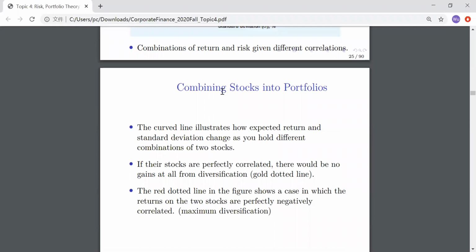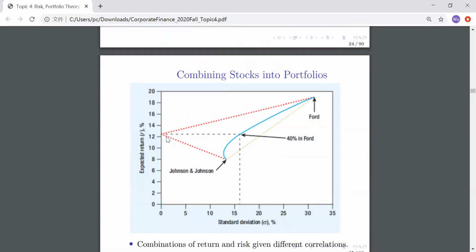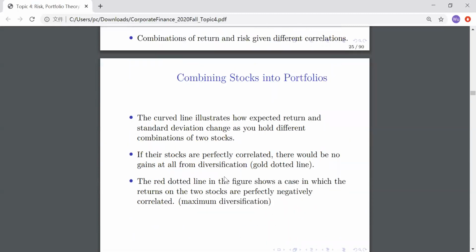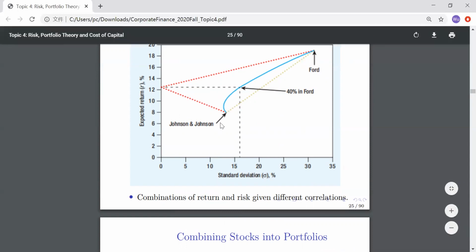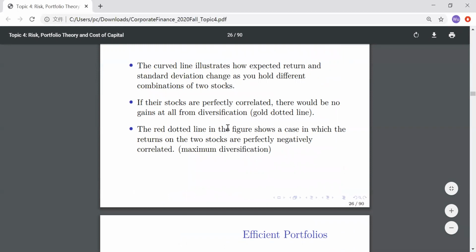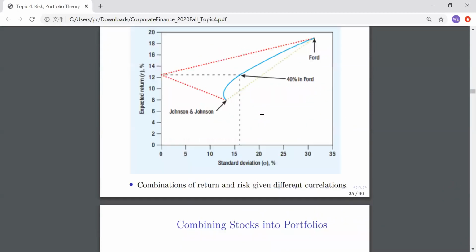So basically this curved line, including this gold dotted line and also the red dotted one, gives you how expected return and standard deviation change as you hold different combinations of two stocks. It gives you different combinations as you move along the curve, and one curve corresponds to one correlation. This is -1, this is 1, and this is somewhere between -1 and 1. So again, if they're perfectly correlated, it's the gold dotted line.